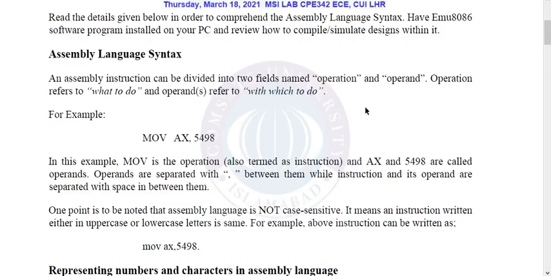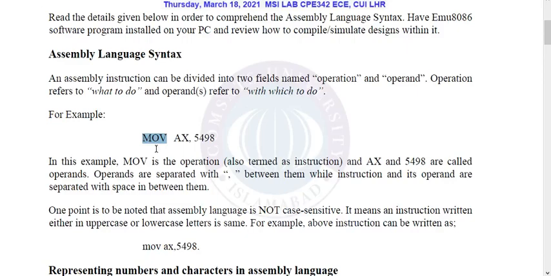If there are two operands, they will be separated by a comma, and the first operand is your destination, and the second one is considered as your source. For example, here you can see a command written as mov ax, 5498. In this command, mov is basically the operation. This is the short form of move. This command is basically used to move the data from source to destination.